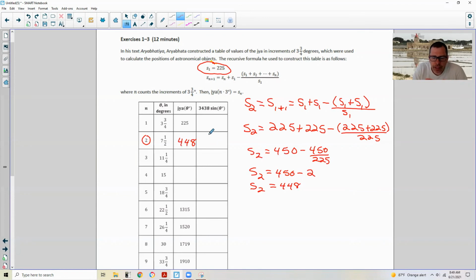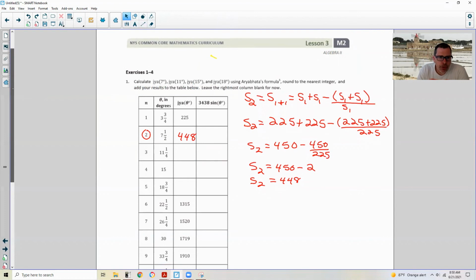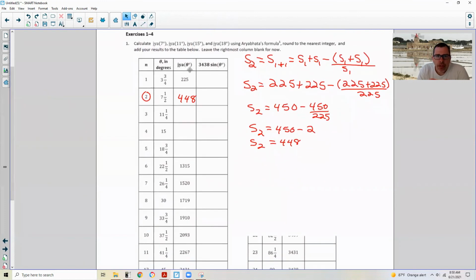Now the teacher's edition says it's 449, and I'm not certain how they came up with that, but I come up with 448, so that's what I'm going to use. And then we would continue doing this. So that's the process. So now let me get rid of this formula here. And now answer this question, exercises 1 through 4. So it says to calculate Jya 7 degrees, where theta is in degrees, Jya 11 degrees, 15, and 18.